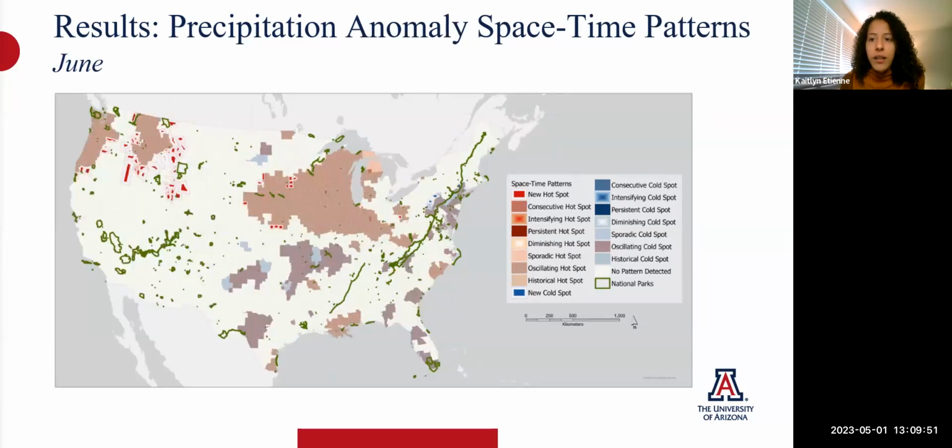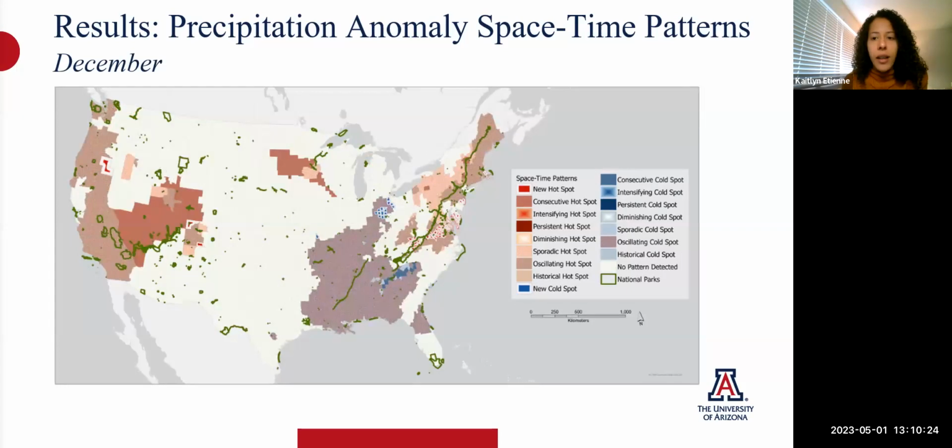For June precipitation anomalies, there were new hotspots occurring largely situated in the Northwest, as you can see here. This is the red pattern in the center with a white border. And the parks that were affected here included Glacier National Park, up here in the north, Crater Lake and Redwood National Park over here in the west. And then again, parts of Yellowstone were overlapping with that new hotspot pattern as well.